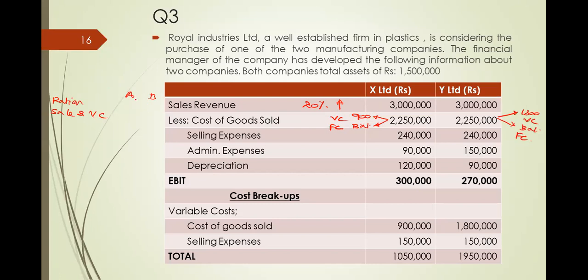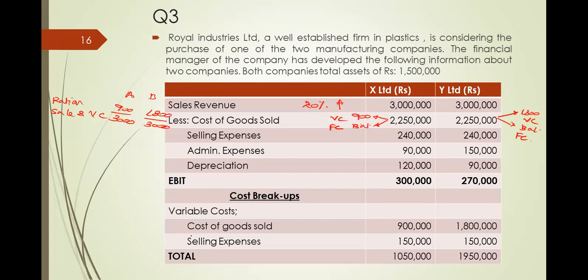Okay, for A it is 900 over 3,000. For B, it's 1,800 over 3,000. You can calculate the ratio. We need those ratios. That is one.